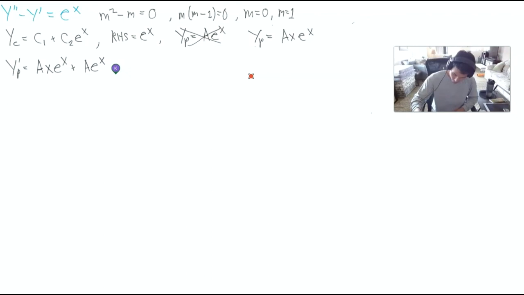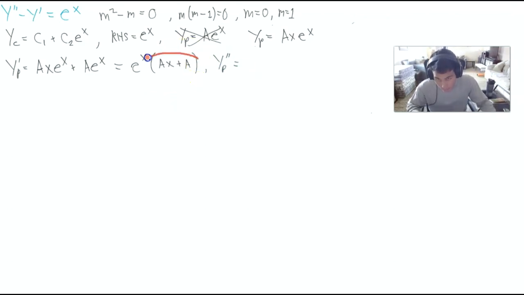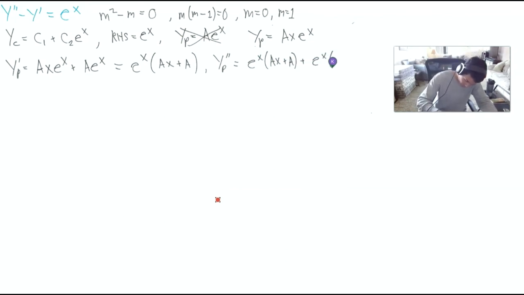I'm going to simplify this a little bit, or write it a little bit nicer. That's e to the x times (ax plus a). And now we can do y double prime of p. We'll use this: e to the x times (ax plus a), plus e to the x times a. Okay, and again, we'll simplify this a little bit.